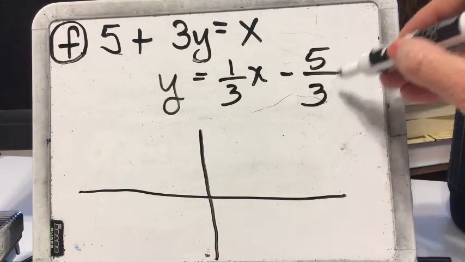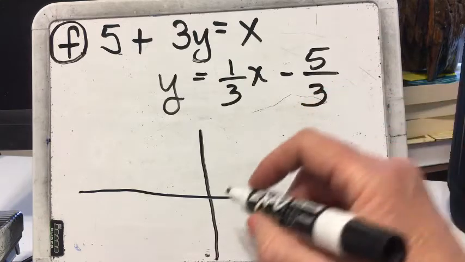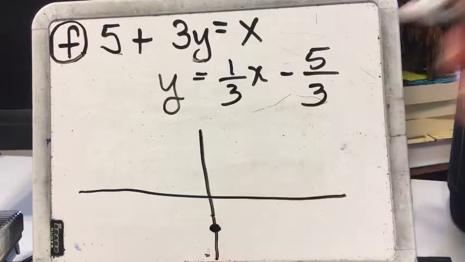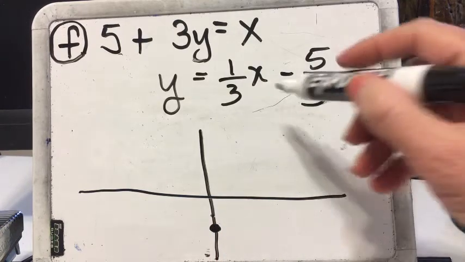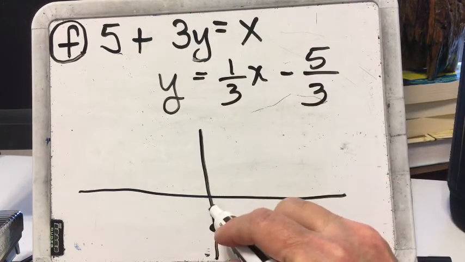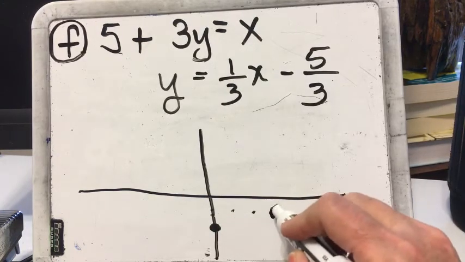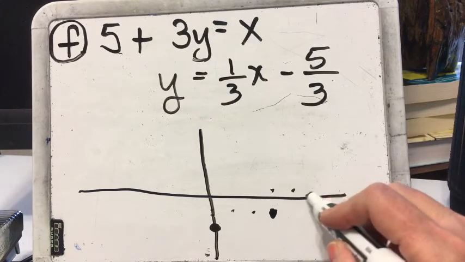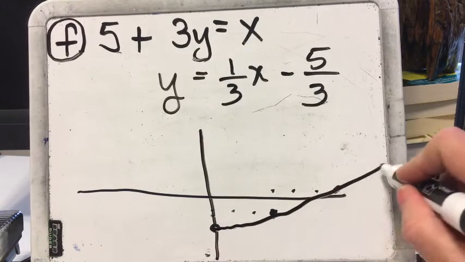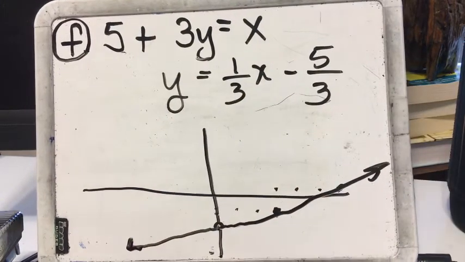Negative 5/3 is my b, isn't it? My y-intercept. Negative 5/3 is negative 1 2/3. So negative 1 and then 2/3 more would be about right there. So that's my y-intercept. And then I'm going to go up 1 over 3. Okay, so up 1 from here over 3. 1, 2, 3. Up 1 over 3. 1, 2, 3. Okay, and we would draw our supposedly straight line, but again, I'm drawing around a camera, and that doesn't work very well.